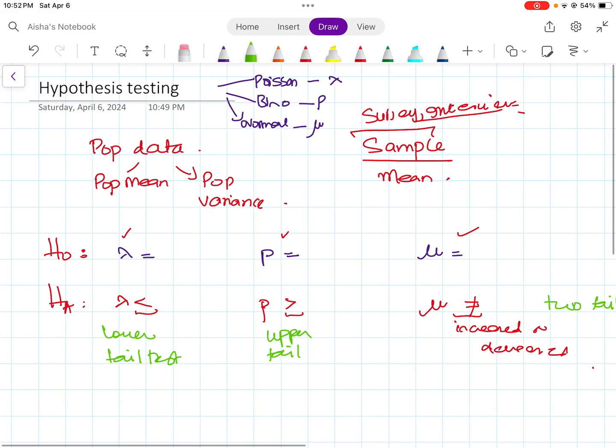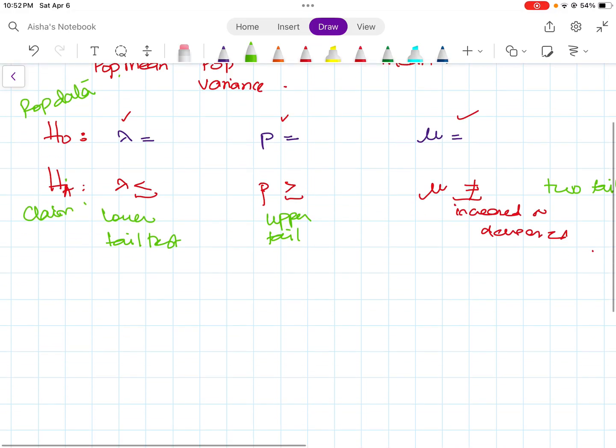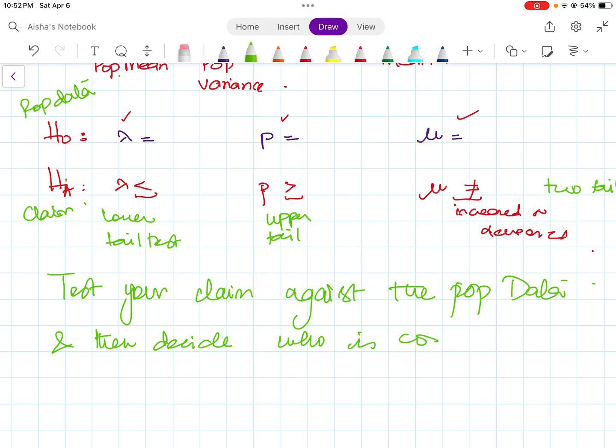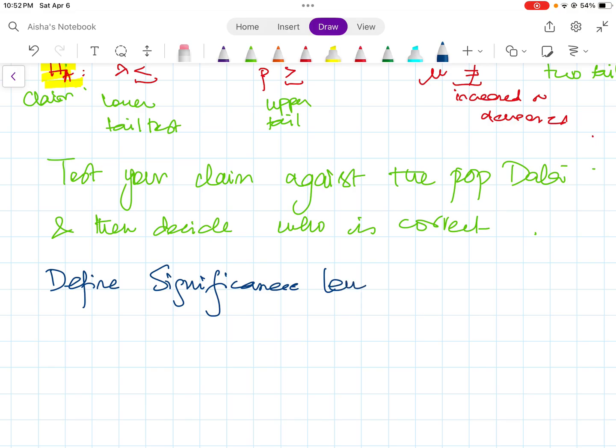So basically this is your claim and this is the population data. You have to test your claim against the population data. Okay? And then decide who is correct. Is the population data correct or your claim correct? This is what you have to decide. And for that you define the significance level. Significance level is your deciding criteria.